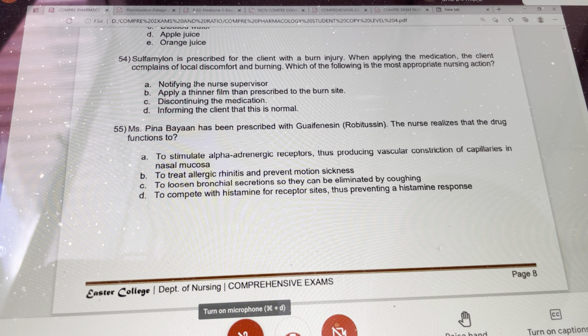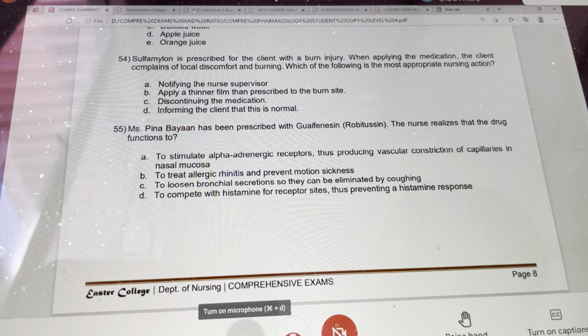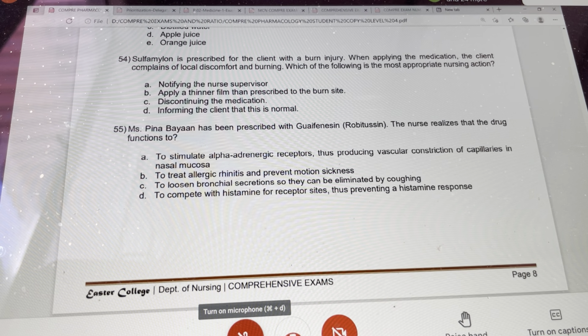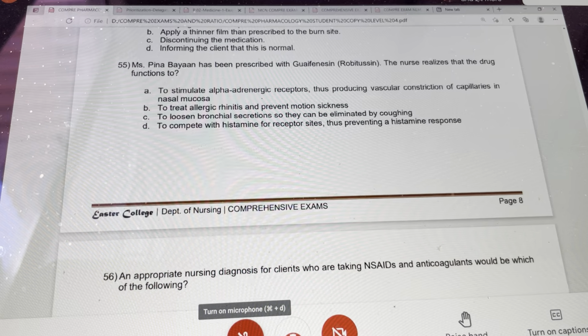Sorry, I couldn't read it, I have motion sickness here. Letter B is wrong. Letter C is the best answer: to loosen bronchial secretions so they can be eliminated by coughing. By the way, is coughing considered a disease? No. It's a normal reflex for us to expectorate foreign bodies and foreign substances that are within our tracheobronchial tree. So that's number 55.